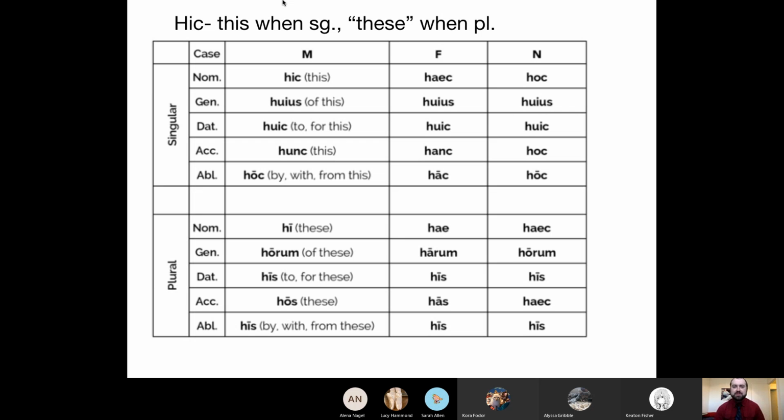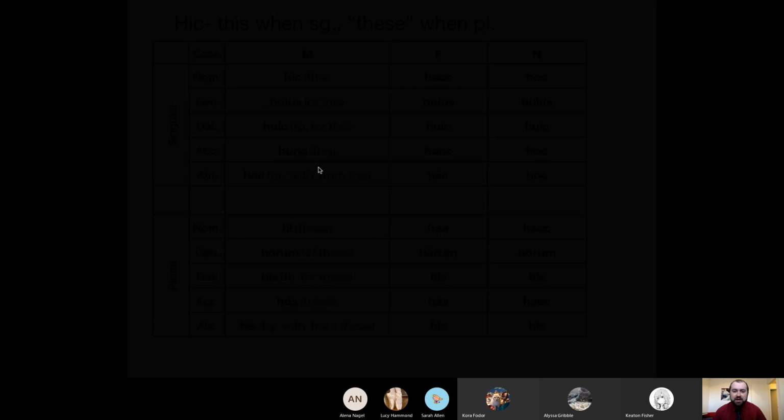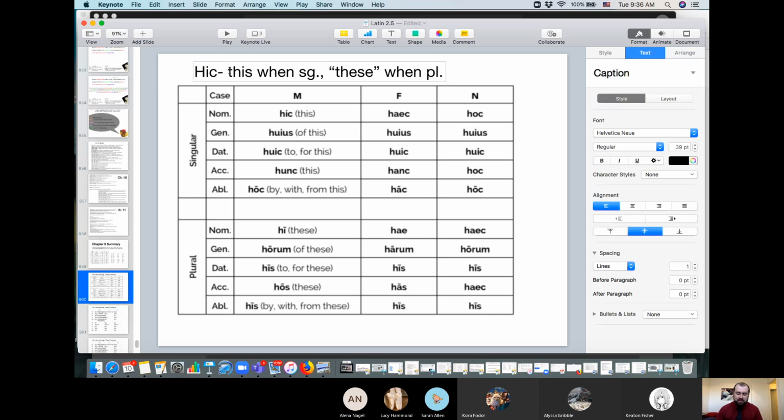But this hic, haec, hoc is how we refer to this pronoun. It just means this when it's singular, and it means these when it's plural, and it can be in any case, as you can see. So if it's just showing up in the nominative, that's just this. Hic would just be this, and it would probably go with another nominative. It'd be like hic agricola, this farmer.